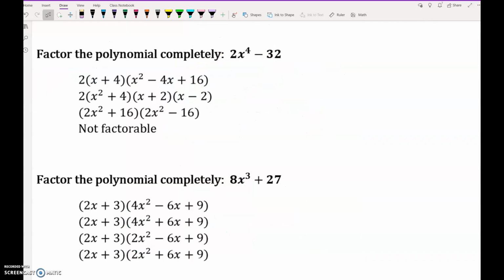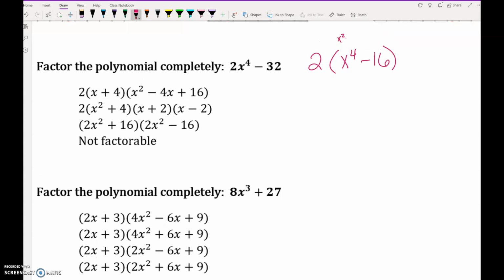This is the other problem that we didn't do in class. So we need to factor this. The first thing you should always consider is, do these terms have anything in common? They're both even, so we can factor out 2. Okay. X to the 4th minus 16 is an example of difference of two squares. X to the 4th, we can get that by doing x squared times itself. 16 we can get by doing 4 times itself. So that part factors into x squared plus 4, x squared minus 4.